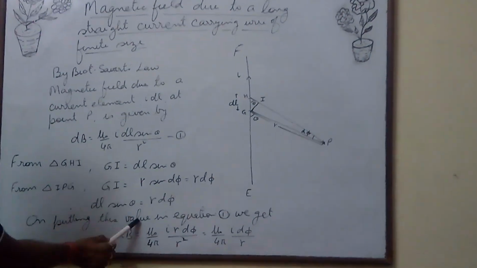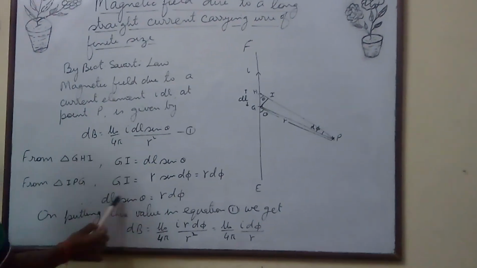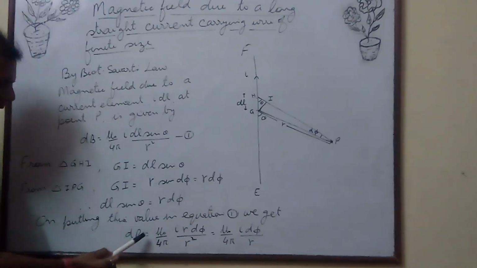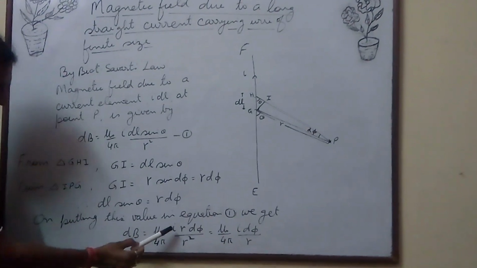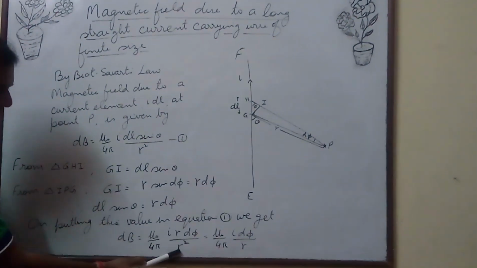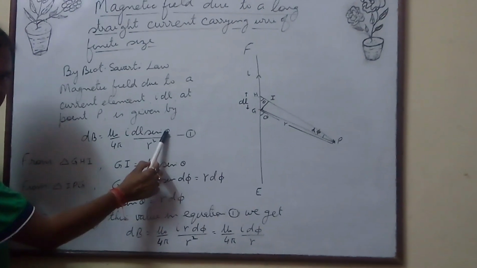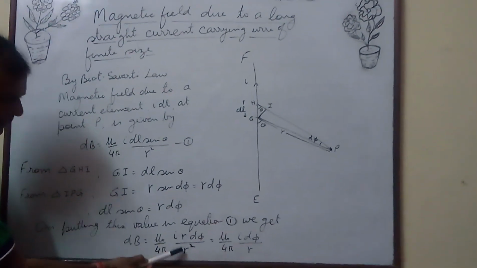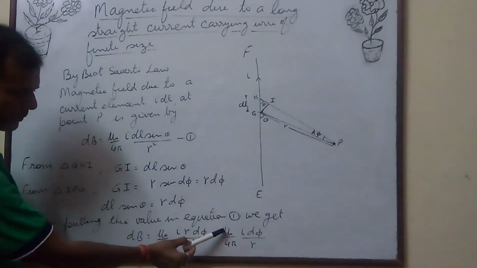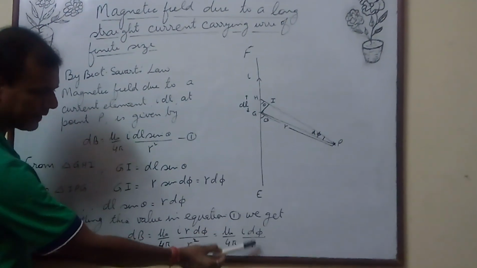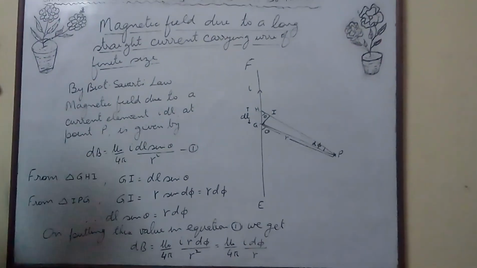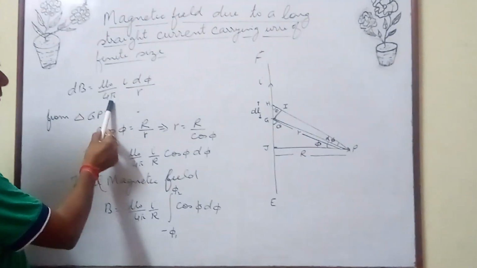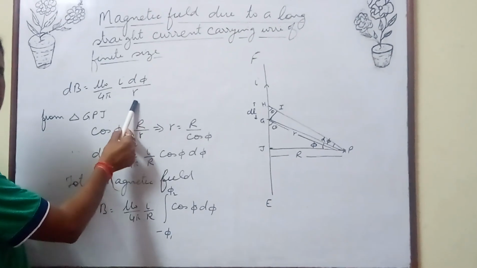On putting this value in equation 1, in place of dl sin theta, we get dB is equal to mu naught upon 4 pi I r d phi upon r square. In place of dl sin theta, what I have done, I put the value of r d phi. r d phi upon r square. When r cancels, this is mu naught upon 4 pi I d phi upon r. So dB is equal to mu naught upon 4 pi I d phi upon r.